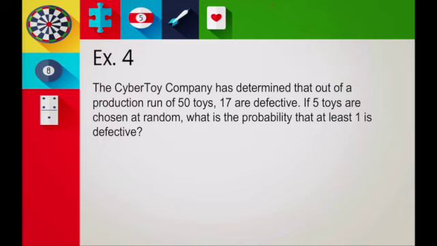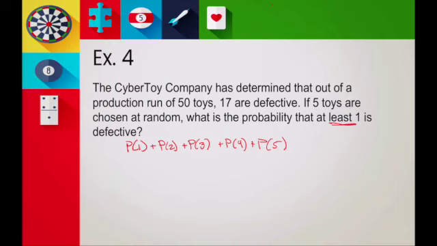The Cyber Toy Company has determined that out of a production run of 50 toys, 17 are defective. If 5 toys are chosen at random, what's the probability that at least 1 is defective? So, at least 1. If we're picking 5 toys, at least 1 could be 1, or 2, or 3, or 4, or 5. So we could find the probability that exactly 1 is defective, and exactly 2 is defective, and exactly 3 is defective, up to 5, and we could add all those probabilities up, and that would be the probability that at least 1 is defective.